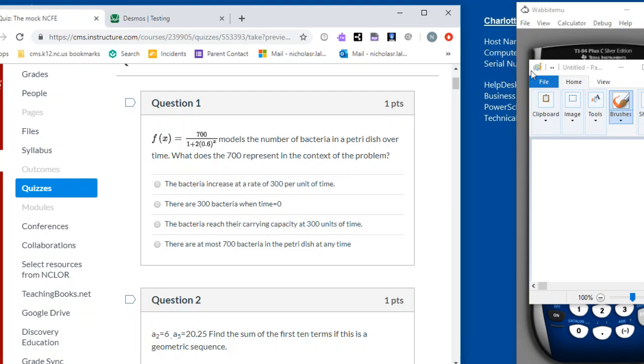So the first problem is f of x is equal to 700 over 1 plus 2 times 0.6 to the x. And this models the number of bacteria in the petri dish over time. What does the 700 represent in the context of the problem? The answer is there are at most 700 bacteria in the petri dish at any time.